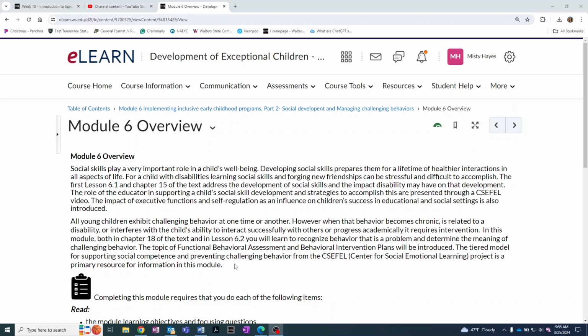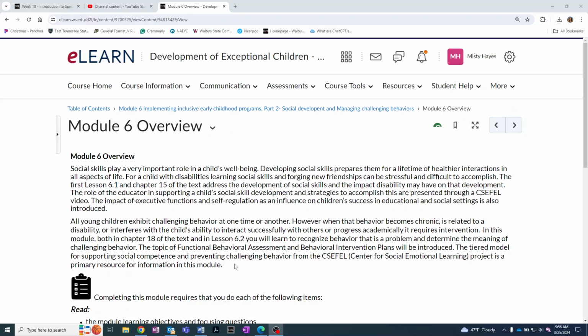And sometimes developing these social skills really is all about how we're supporting them in the classroom because we know that it's very important for them to learn those for their well-being, but also it's a lifetime skill that most students need to have. So this can be accomplished many ways. We can support them in the classroom with our peer interactions, helping them forge new friendships. But we also have to look at how the disability impacts that development. And really, a lot of this Module 6 is going to cover that.